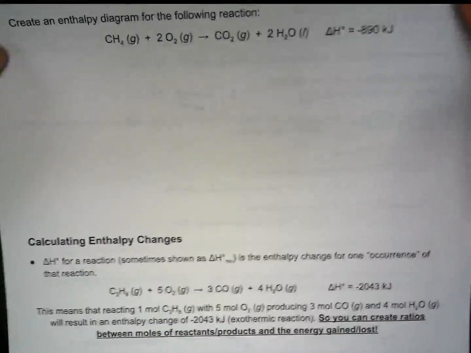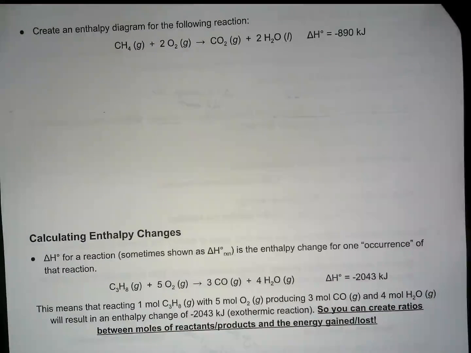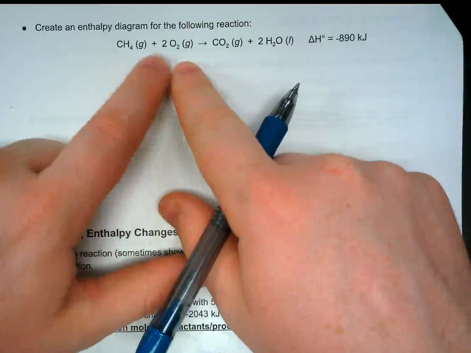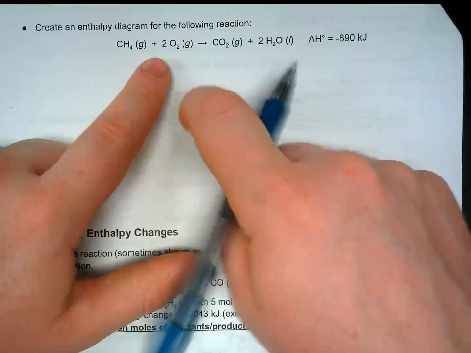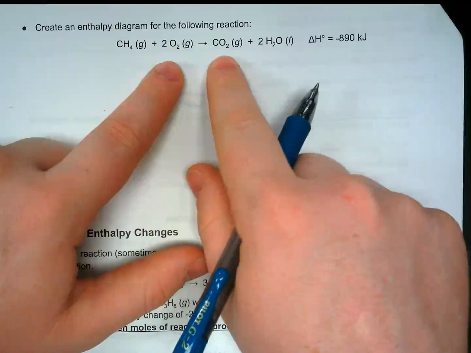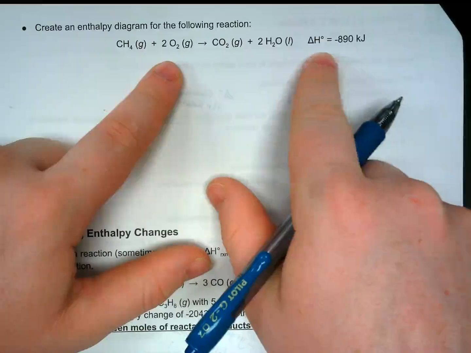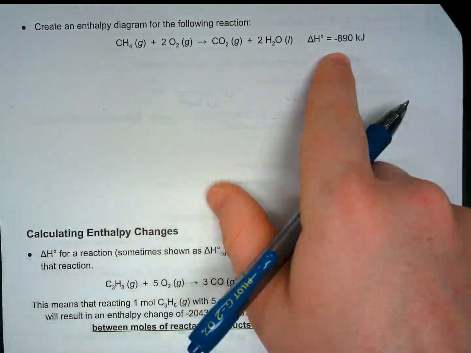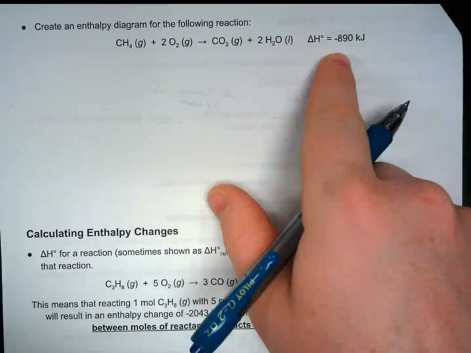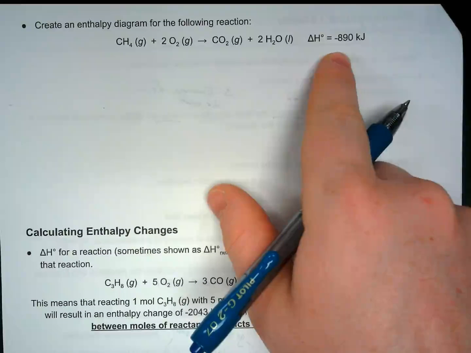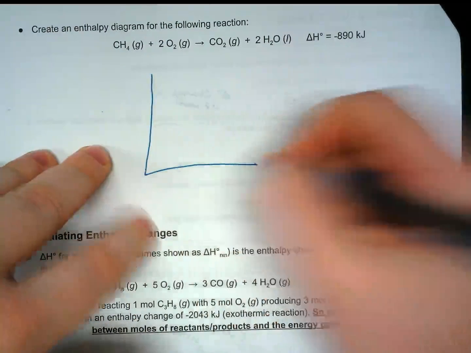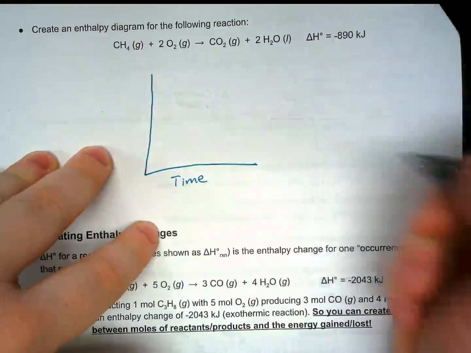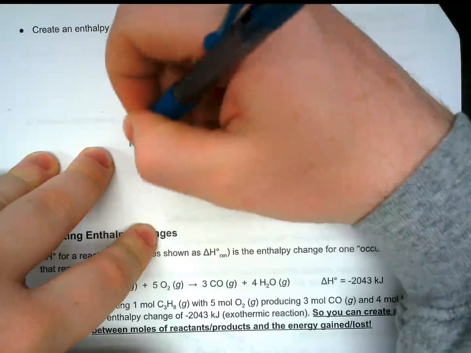All right, so creating an enthalpy diagram right here. You can create this on your own right now, and I'll just walk with you while you do this. So here we've got CH4, and it's going to combust with O2, and it's going to yield us CO2 and H2O. And during this enthalpy change, we are going to have negative 890 kilojoules change here. So meaning we're going to have a loss of energy, okay? This tells me that we're going to have an exothermic reaction because we're losing energy.